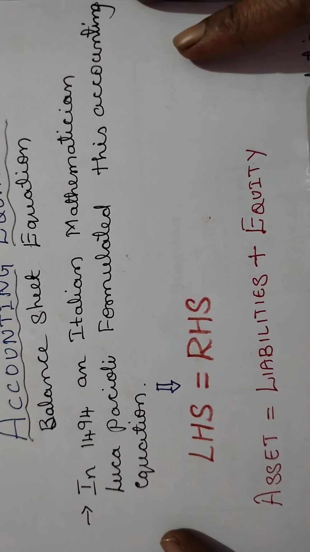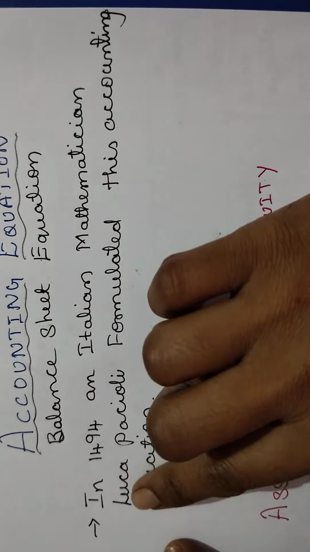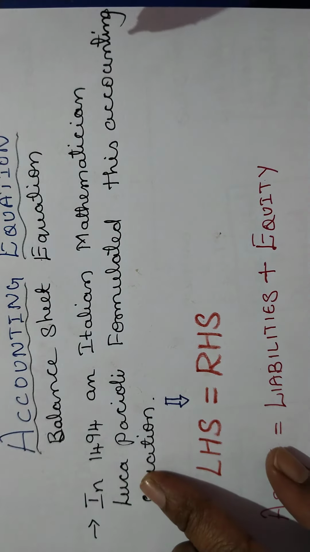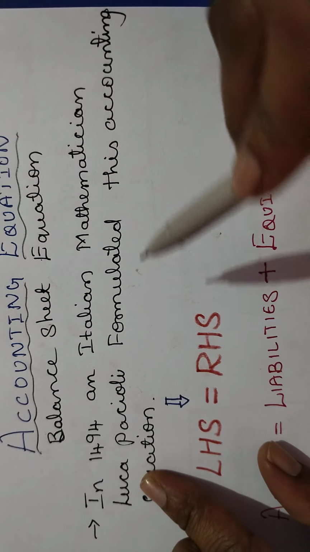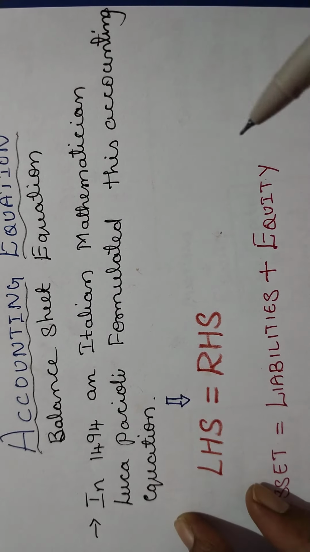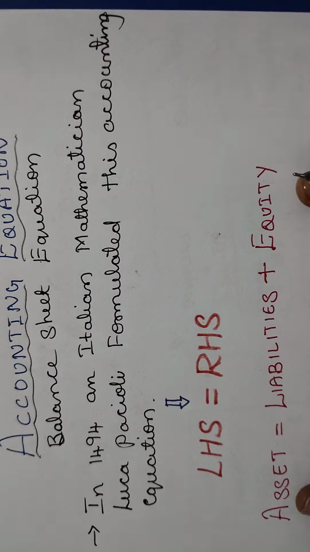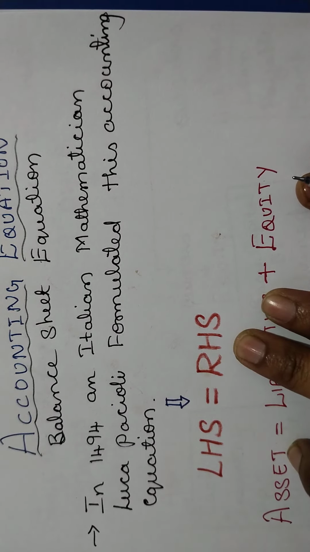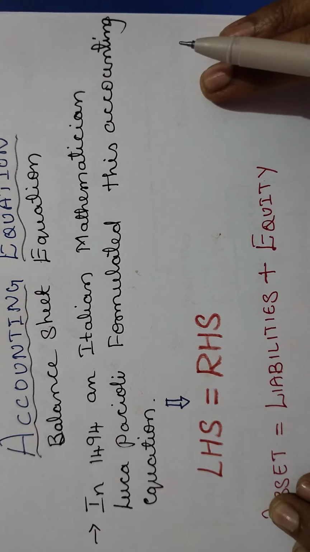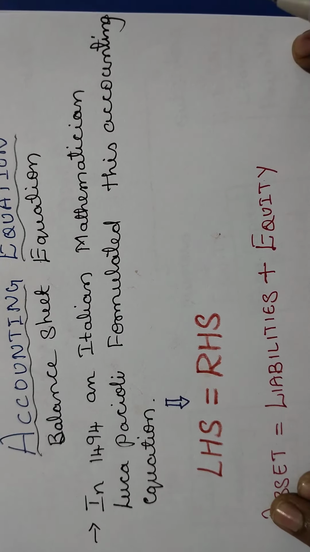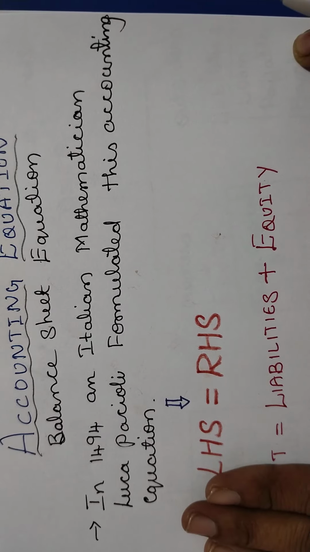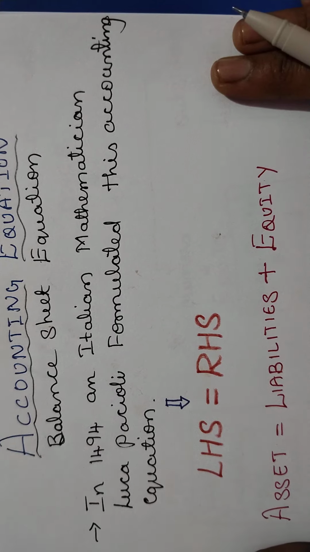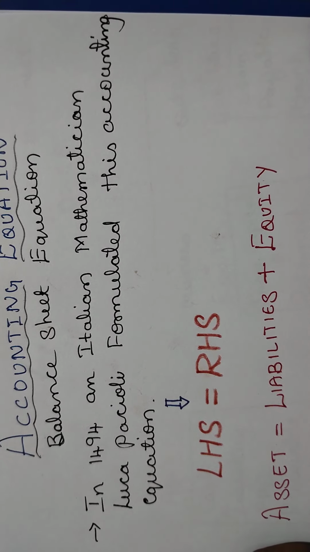In 1494, an Italian mathematician, Luca Pacioli, formulated this accounting equation with the concept of LHS equals RHS. Yesterday, with one example while understanding the liability, we wrote a left hand side and a right hand side. On the left hand side we wrote liabilities and on the right hand side we wrote assets.